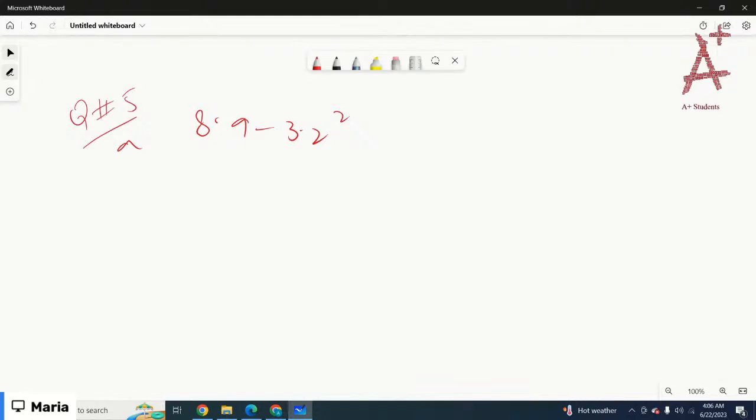So let's just start with the first one. Let's evaluate 3.2 square. 3.2 square means you have to do 3.2 times 3.2. Got it? So 3.2 square is 10.24. It would be 8.9 minus 10.24. You can see 8.9 is smaller than 10.24. Got it? You have to subtract. That means the answer must have a negative sign. So it would be negative 1.34. Got it? The correct option is negative 1.34.